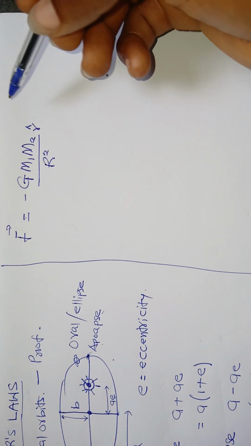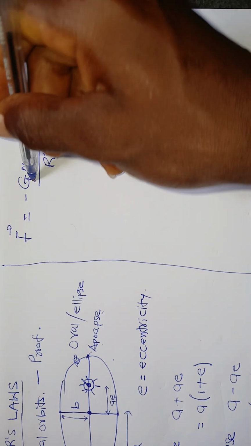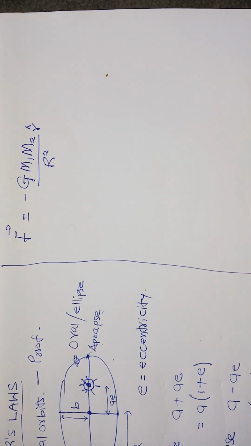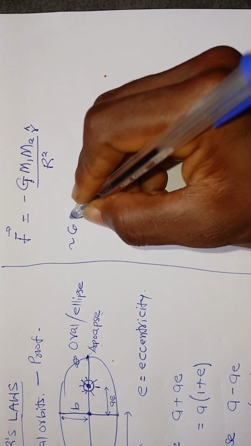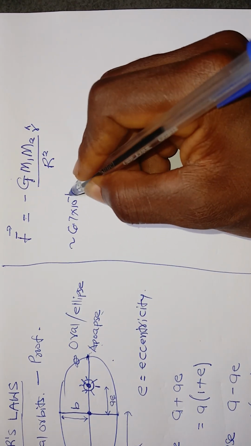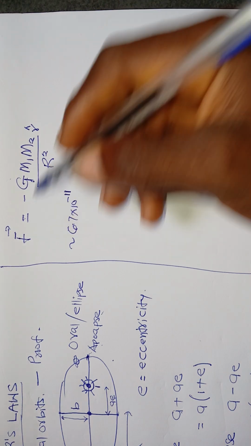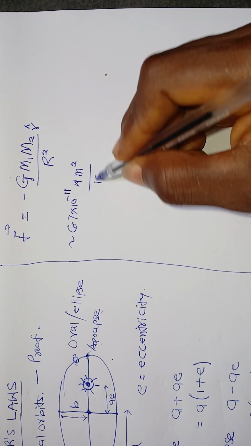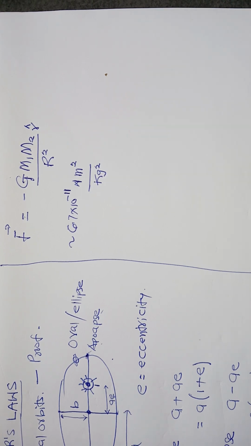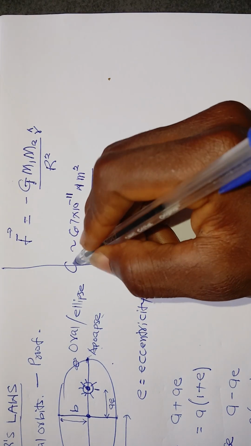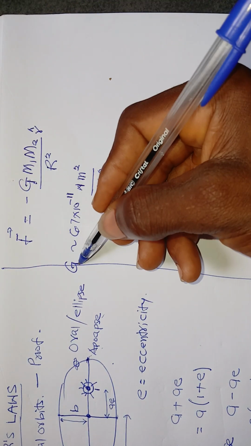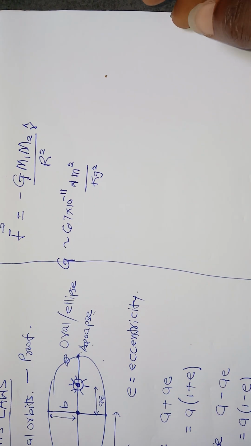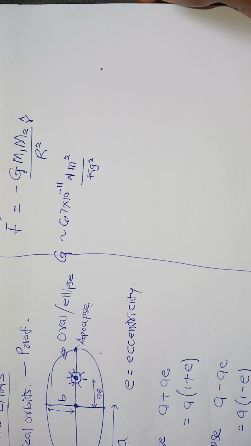However, you can prove certain things, like how we got the capital G. The value of capital G is approximately 6.7 times 10 to the power negative 11. And the unit will be newton meter squared divided by kilogram squared. That is the approximate value of G. And this was experimentally determined by Henry Cavendish, who happened to be British, through an experiment that he conducted.